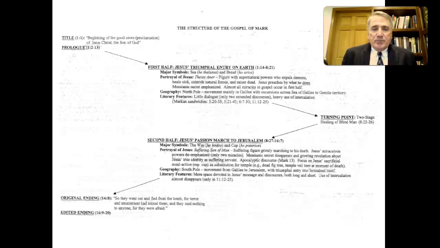The action, therefore, moves from the north to the south, from Galilee to Jerusalem, and we have his triumphal entry over the Mount of Olives, and then most of the action happens on the temple grounds. The literary feature is that we have Jesus providing much longer discourses, so his preaching becomes more pronounced in terms of length and focus than what we have in the first half of the gospel. And as I said, the use of intercalation disappears except for one clear example and maybe a second one, which we'll talk about today.